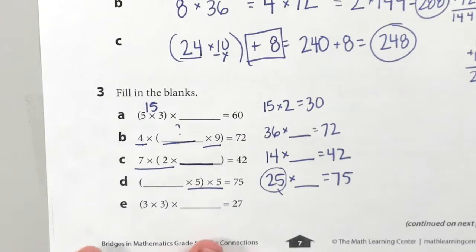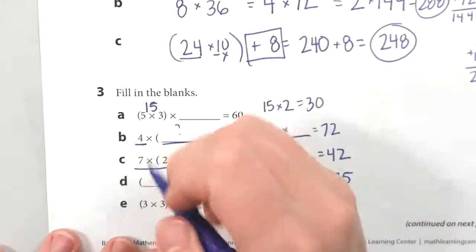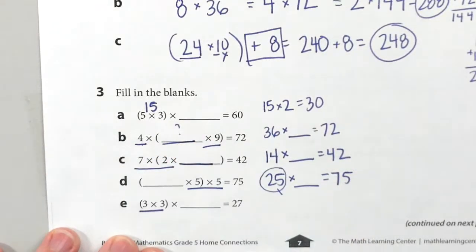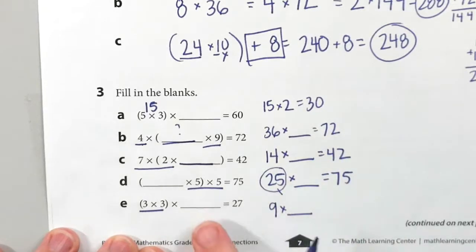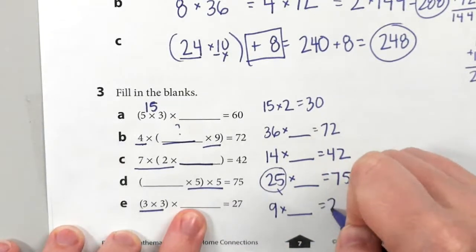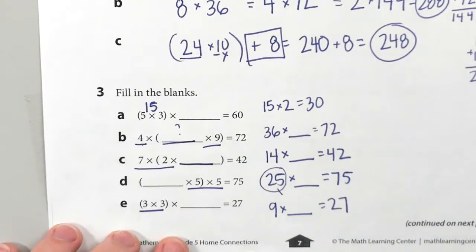And the last one on this page, 3 times something equals 27. First, solve 3 times 3. 3 times 3 is 9. 9 times what gets us to 27? Go ahead and write your answer on the line.